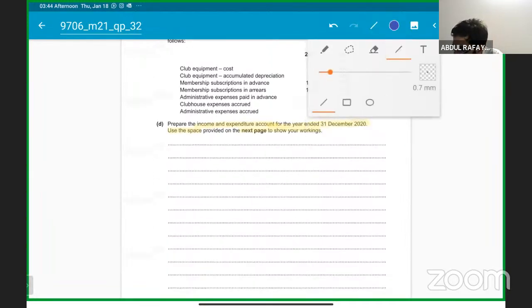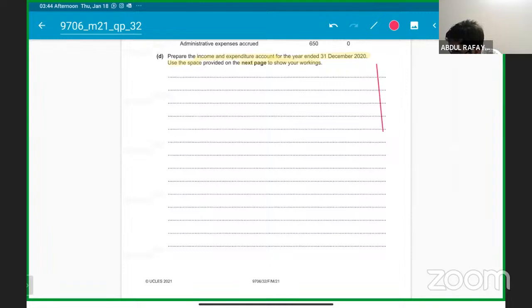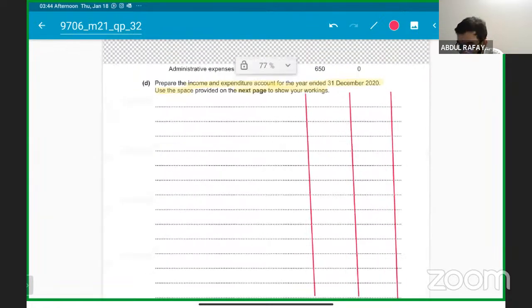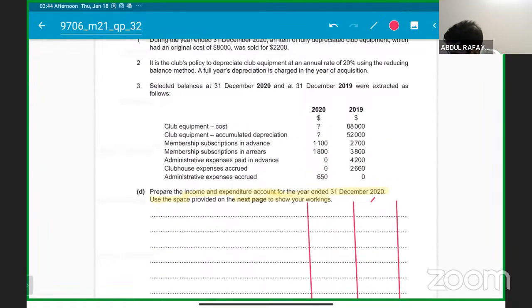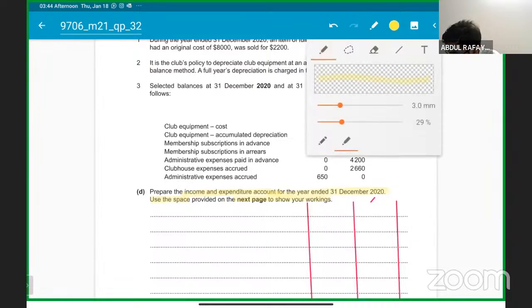So always remember, you will have to make the income and expenditure account. So let's make it here. But what is important is the subscription account. Subscription is a very important part. You must be practicing a lot on the subscriptions account, how to make the subscription account. Everyone with me following? Guys, clear on this?